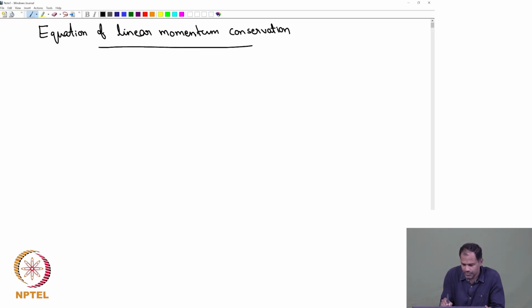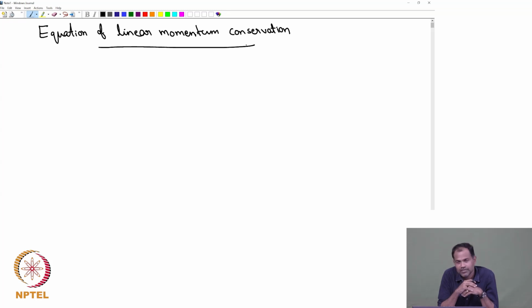Okay. So, we are going to derive now the equation of linear momentum conservation. We are going to talk about what the law is that comes about when we consider conservation of linear momentum, and we will proceed exactly the way that we did yesterday.